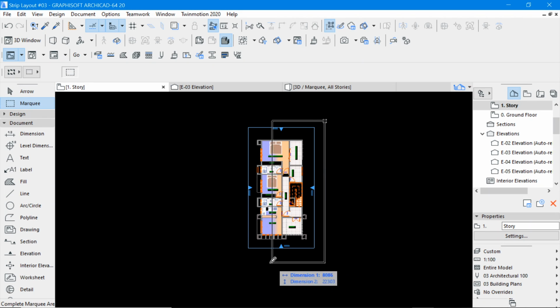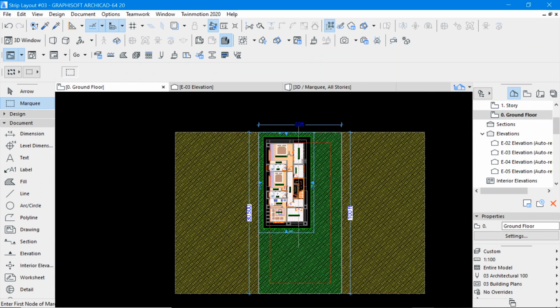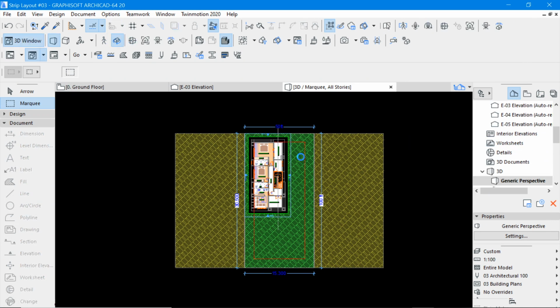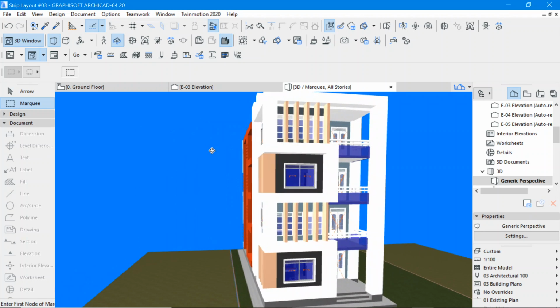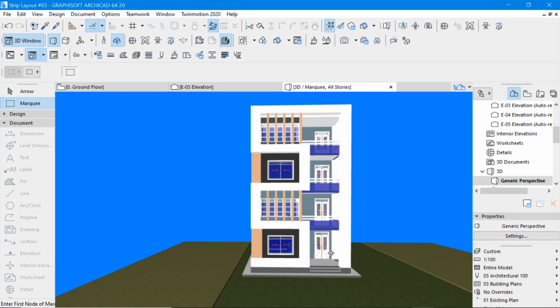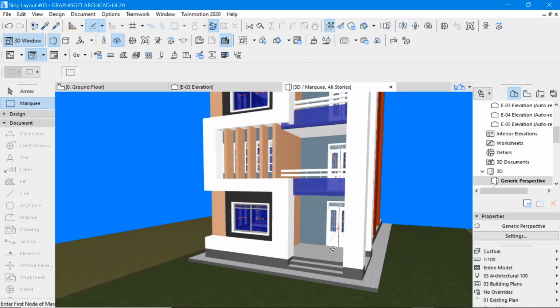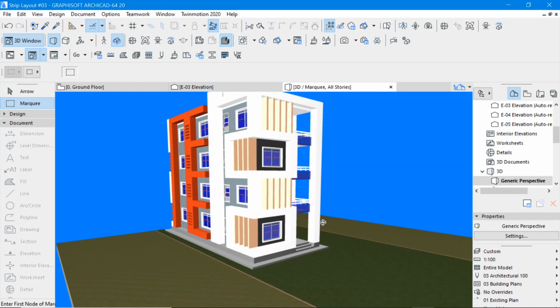Now, let's look at this in 3D. So this is the front view. This is where we have our main entrance to the apartment, and this area here is basically where we have our lounge.